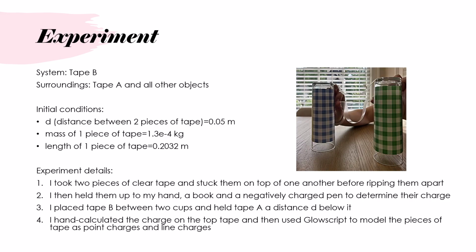I took two pieces of tape, stuck them on top of each other, ripped them apart, and then held them up to different objects to determine their charge. I placed tape B between two cups and held tape A below it as shown, and then I calculated the charge on tape B and used GlowScript to model the pieces of tape as both point charges and line charges.